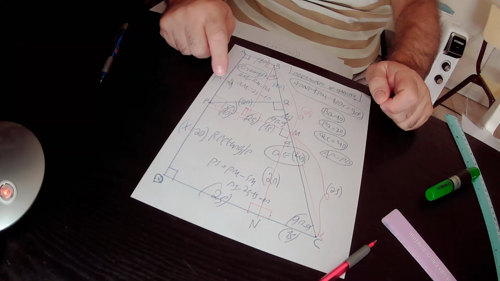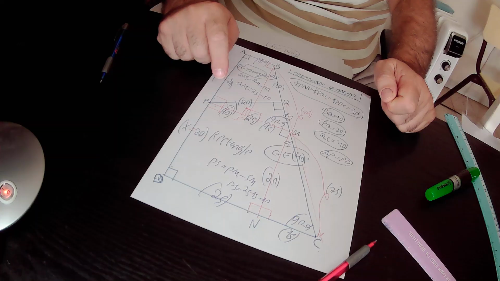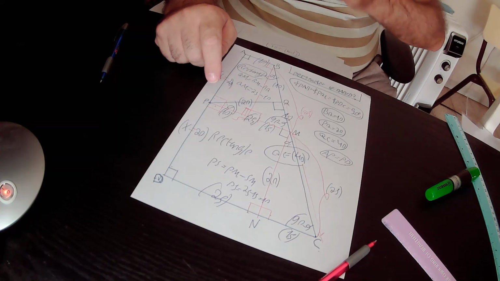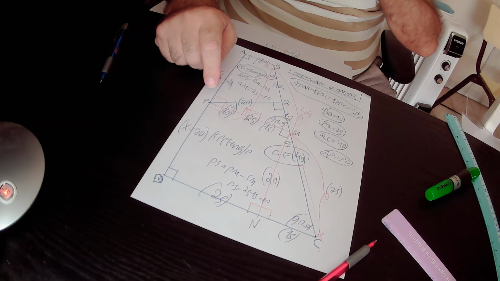So in the next step, I copied the right triangle PQM in a new page and implemented on this right triangle PQM the Pythagoras theorem.